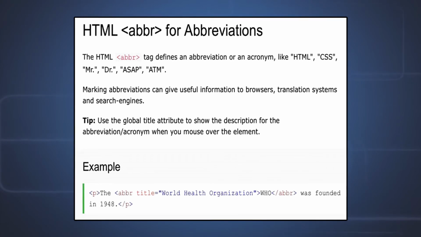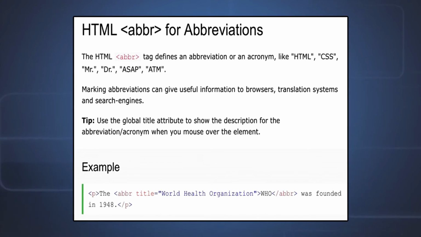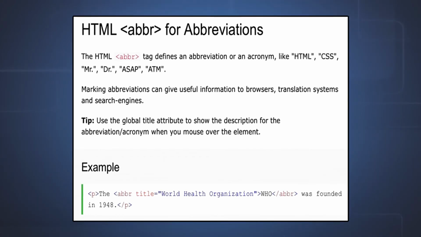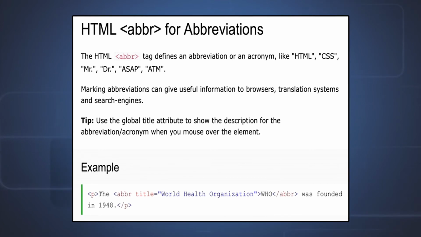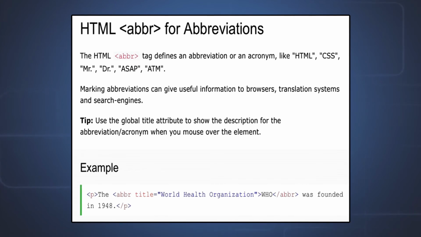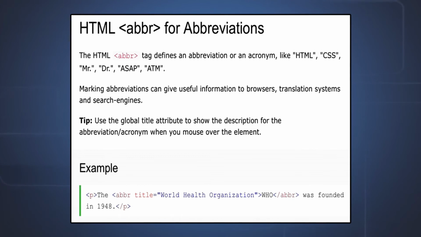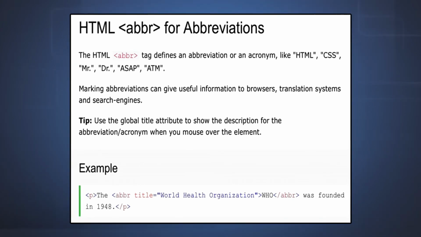So we can say ABBR title equal to World Health Organization complete, then say WHO, then close the ABBR tag. So anything in between the ABBR tag, the title is set to that particular abbreviation, and this is how we can use the abbreviation tag. Basically the title holds the expansion of the abbreviation, followed by the abbreviation itself, indicated by the ABBR tag.